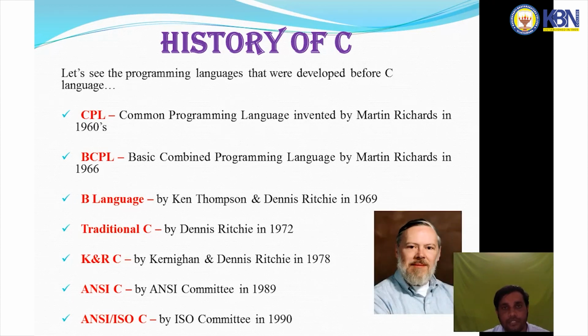In this slide, which is the history of the C language, what programming languages were developed before the C language? They are the CPL language, the next one BCPL, the B language, the next one traditional C language, the K and R language, ANSI C, and after that ANSI ISO C language.